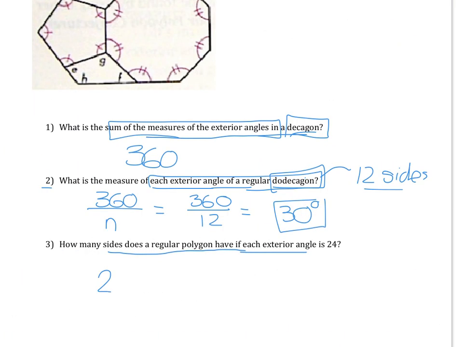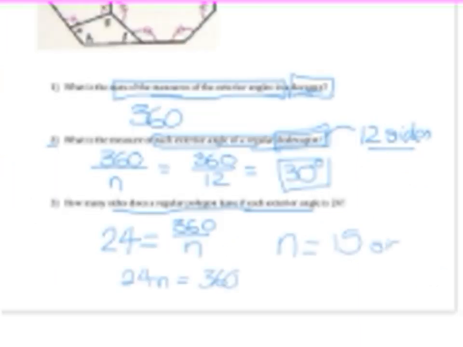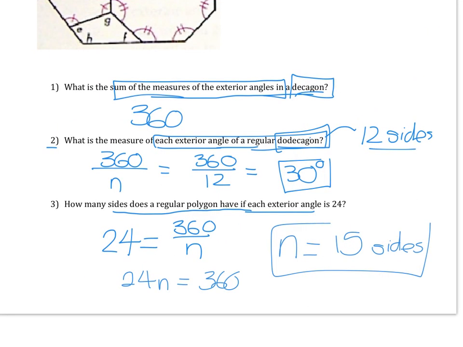How many sides does a regular polygon have if each exterior is 24? So each exterior is 24. I set that equal to the formula for finding each exterior, which is 360 over n. I'm going to cross multiply and get 24n equals 360. And n is going to be 15, so 15 sides. That would have been a 15-sided figure.